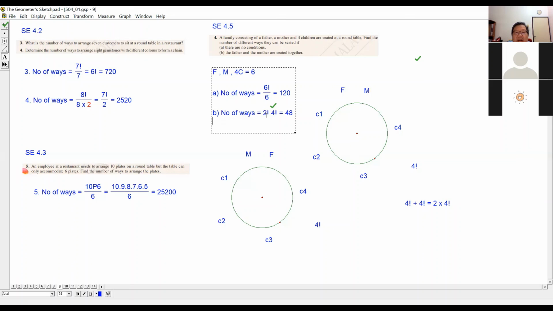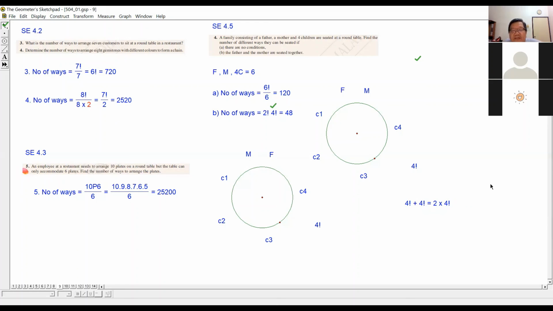Where does the 2 factorial come from? The 2 factorial comes from here, the arrangement of father and mother. This father, mother, or mother, father. So there are two ways of arranging them. So it's 2 factorial for arranging the father and mother. Then 4 factorial for arranging the 4 children. So we have 4 factorial times 2, which is 48.